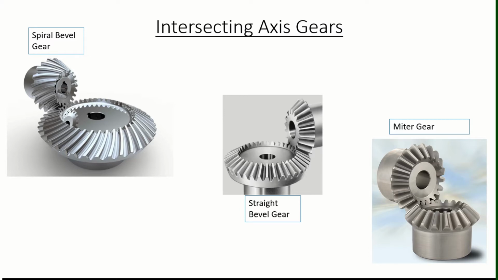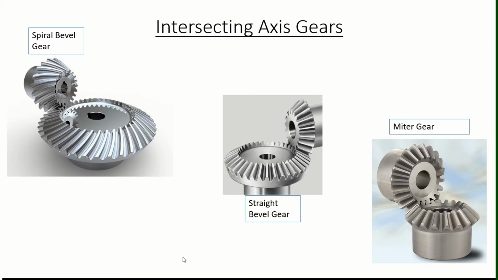Bevel gears are the cone-shaped gears that are used to transmit force between two shafts that intersect at a point. So if you look at the axial direction of one of the meshing gears and the other gear's axial direction, they will intersect at a point. And therefore this category is called the intersecting axis gears.